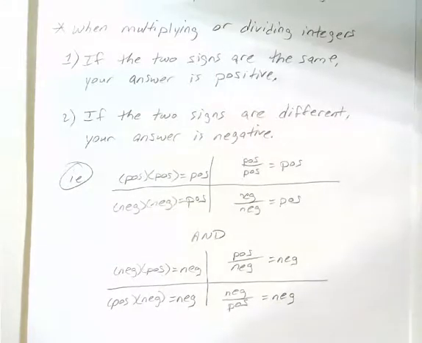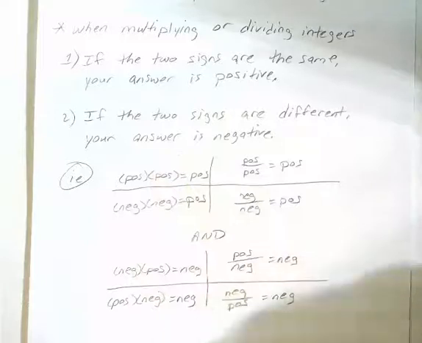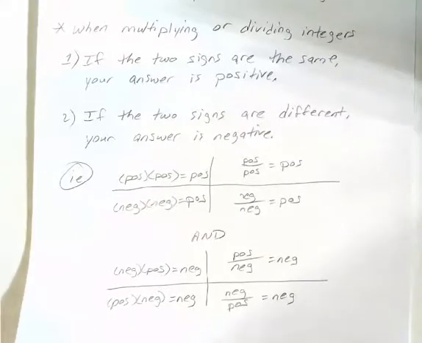So remember, when the signs are the same, when you're multiplying or dividing, it's going to be a positive answer. If the signs are different, whether you're multiplying or dividing, your answer is going to be negative. So if you remember those two, actually doing multiplication of integers is pretty straightforward. All right, so let's throw a couple of examples out here.